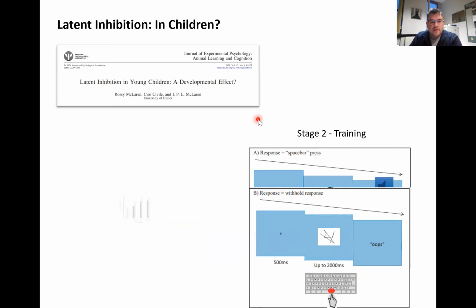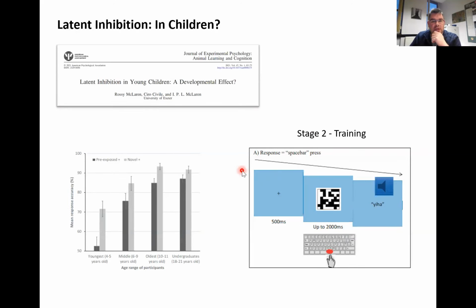Let's have a look at some data. So here are some data from the GO trials during stage 2, where we're looking at the responding on the spacebar during the pre-exposed and the novel stimulus. On the y-axis of this experiment, what we've got here is mean response accuracy %. So a bigger number means better learning. What I hope you can see is the presence of latent inhibition in the youngest children. The grey bars is the mean response accuracy to the novel stimulus, and the darker grey bars on the left of each pair is the pre-exposed stimulus. So learning is more successful to the novel stimulus compared to the pre-exposed stimulus in our youngest children.